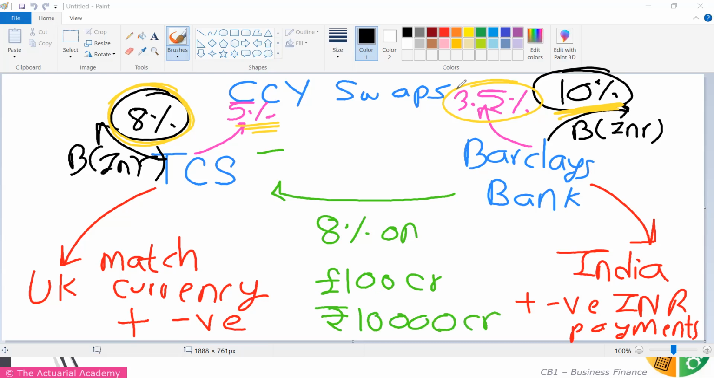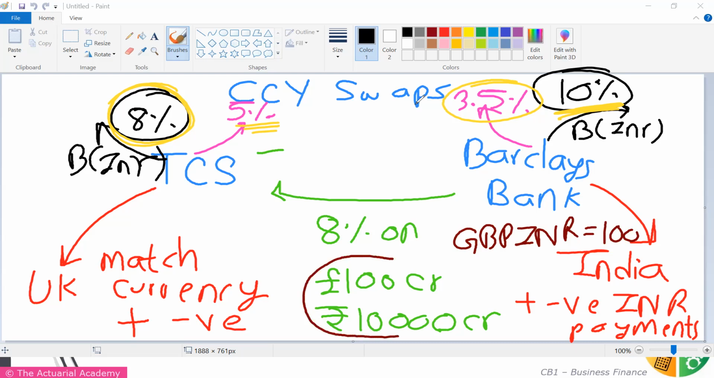Assume the exchange rate is exactly 100. I'll just write out here the exchange rate being 100. GBP INR is 100. Okay, so 1 GBP is equal to 100 INR, and this is how the notionals look. So now, Barclays will pay 8% on this 10,000 crore notional to TCS on an annual, periodic, whatever basis it is.